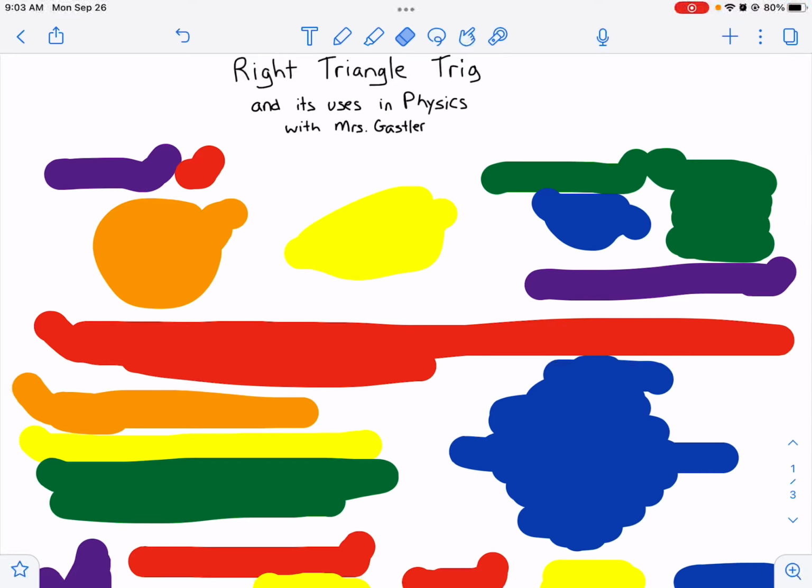Talk about right triangle trig and how we use it in physics class. And so let's go ahead and get started.